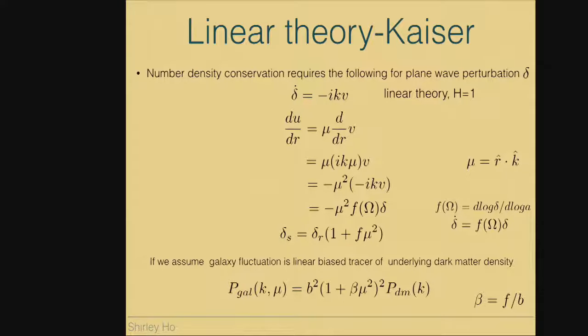Back to this particular equation, which relates the overdensity in redshift space to the overdensity in real space with this particular parameter, and you're like, okay, what is this? f is defined by the change of delta as a function of time. Mu is the angle between the line of sight and whatever is moving. This stuff we were just looking at. And if you assume the galaxy fluctuation is a linear bias tracer of the underlying dark matter density, you basically take this, correlate it with itself, which is the autocorrelation, multiply by bias squared, which is basically relating the galaxy overdensity to the dark matter density, then you'll get this. While beta is basically a rewrite of f, it's f over b.